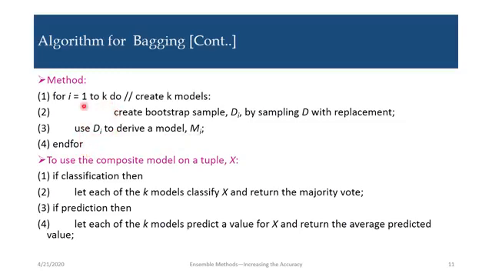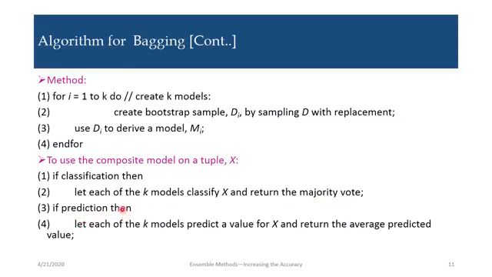We have to repeat it for k number of times, as we have k number of models. Now, to use the composite model on tuple X, if it is a classification, let each of the k models classify X and return the majority vote. So every model from 1 to k returns a class label for the data tuple X. Based upon that, the bagged classifier, which is a k model classifier, returns the majority vote with the class label.